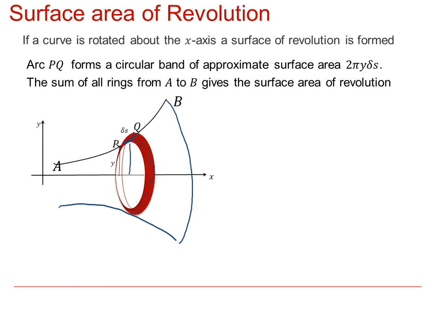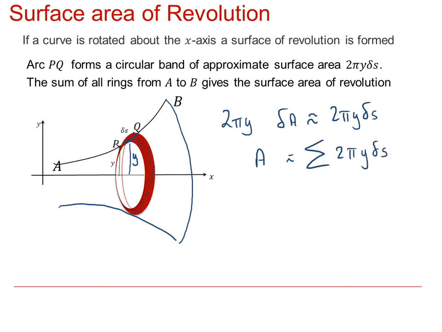The radius of that band will be y, and so it has a circumference 2 pi y. The area of the band, we can call that delta A, will therefore be approximately equal to 2 pi y multiplied by delta S. And if we take the sum of all of those bands, we get that A is approximately equal to the sum of 2 pi y delta S.